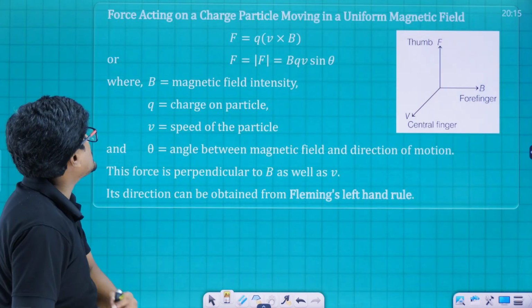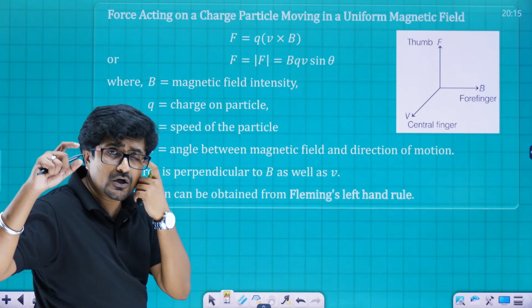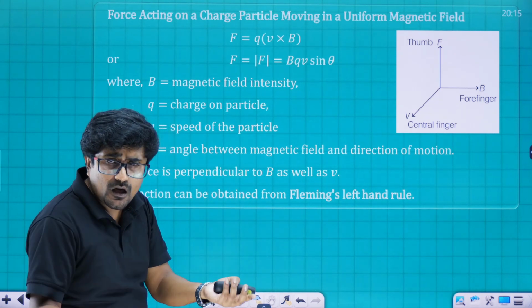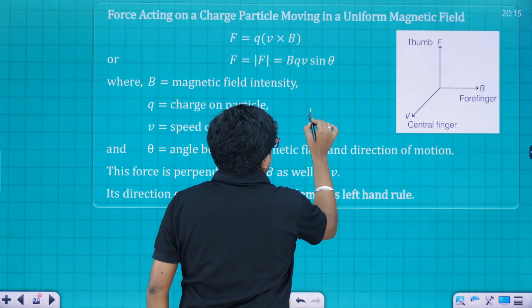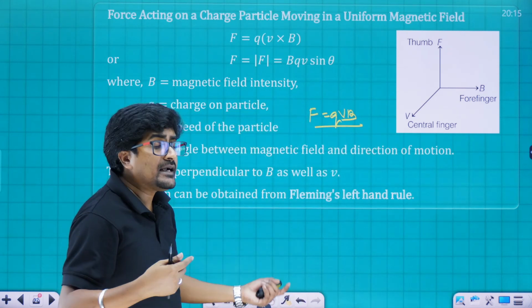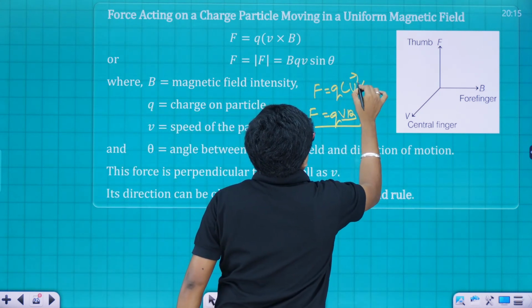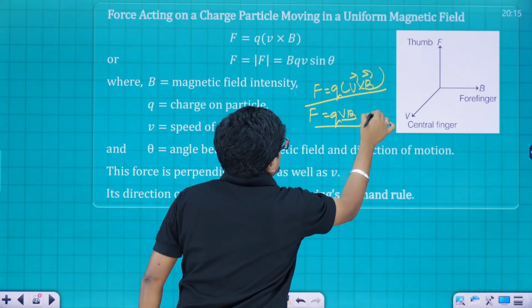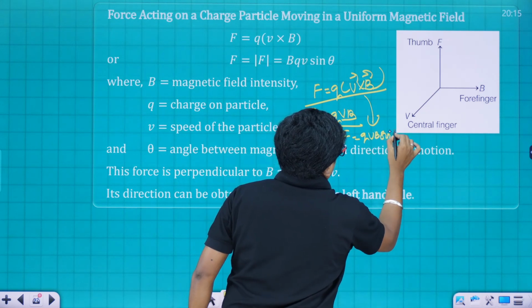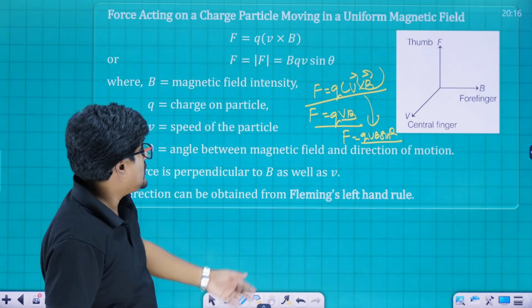All right, now next is force acting on a charged particle moving in a uniform magnetic field. If we have a charged particle Q entering a magnetic field at an angle of 90 degrees with respect to the magnetic field, then the force experienced is F equal to Q into V into B, perpendicularly. And if it is making an angle theta, then the general expression is F is equal to Q into V cross B, so F is equal to Q V B sine of theta.